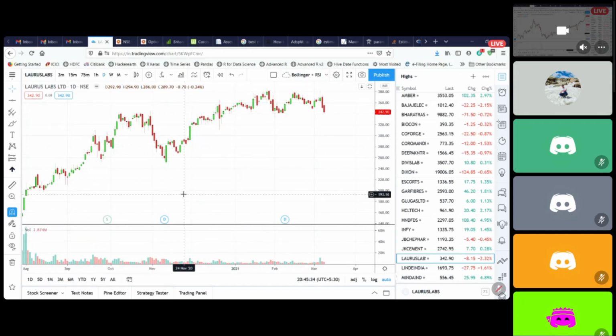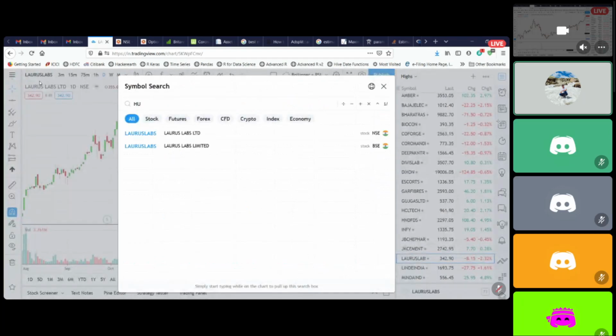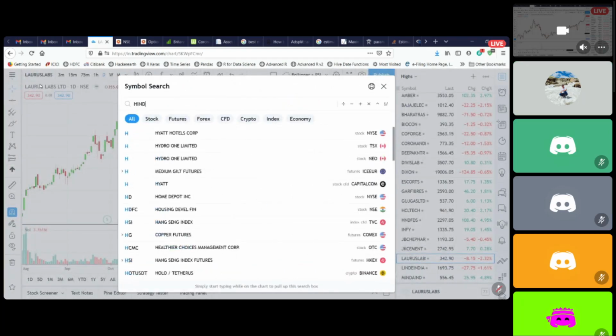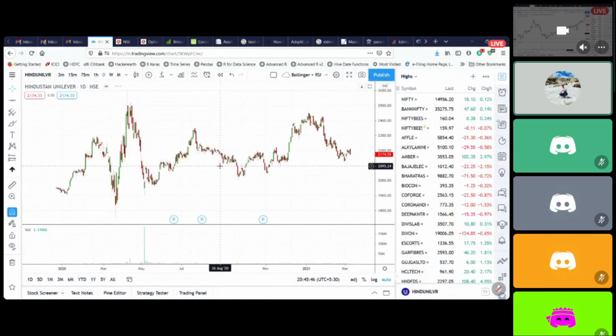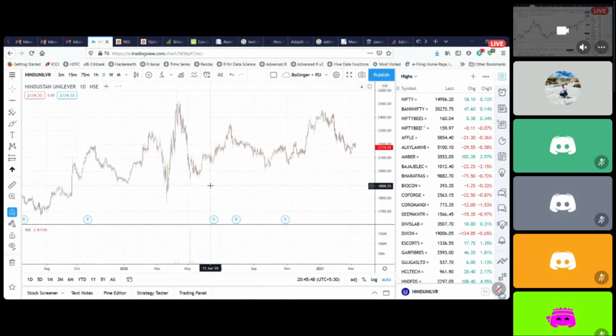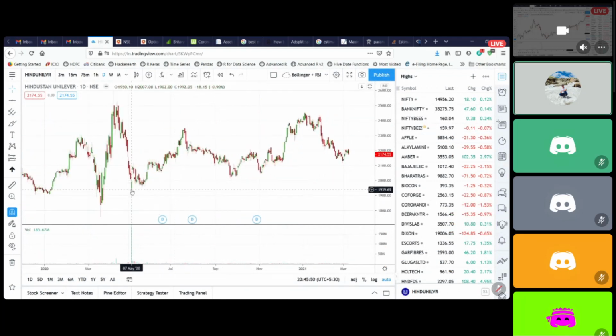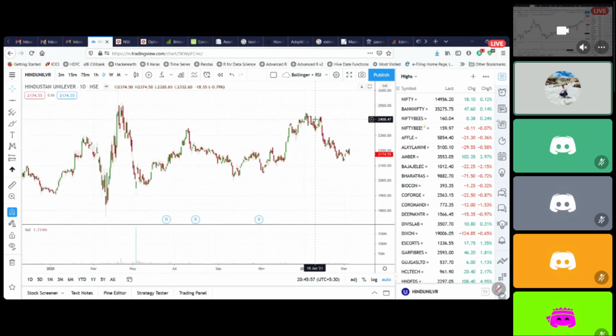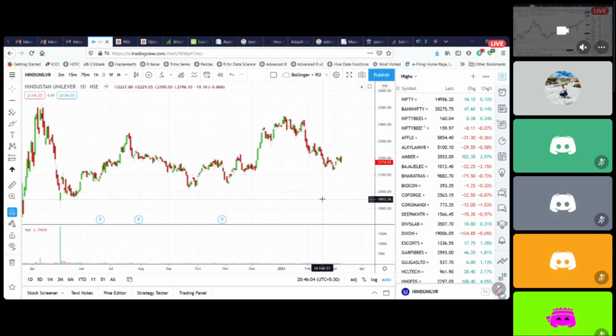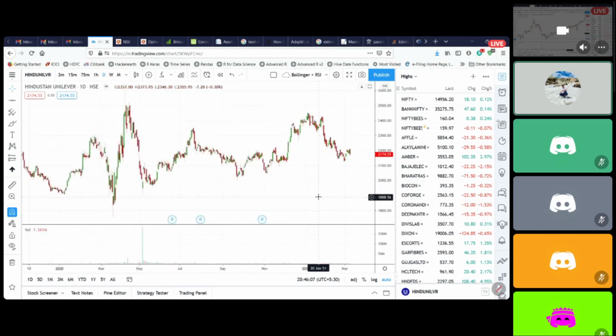Will you touch Hindustan Unilever right now? Not really. Although honestly, the swing lows are higher and higher, definitely. But it is not making new all-time highs now. I mean, this just made it, but after that, it's not doing anything.